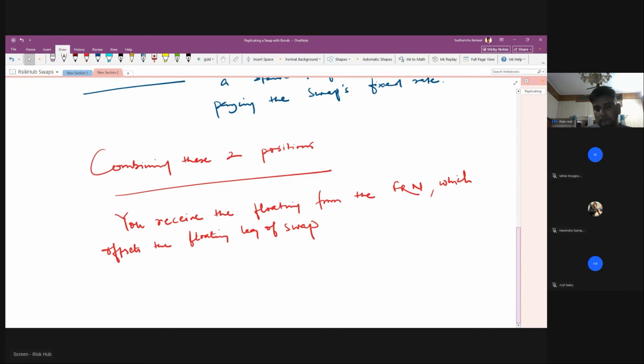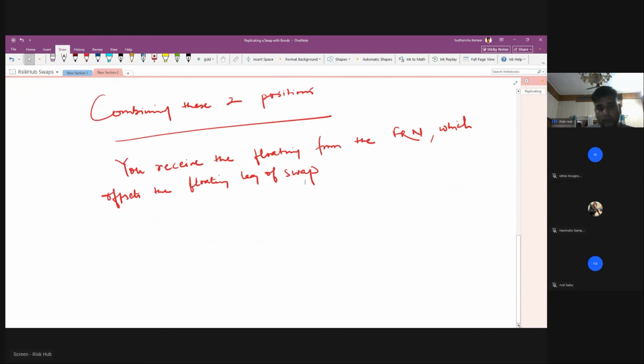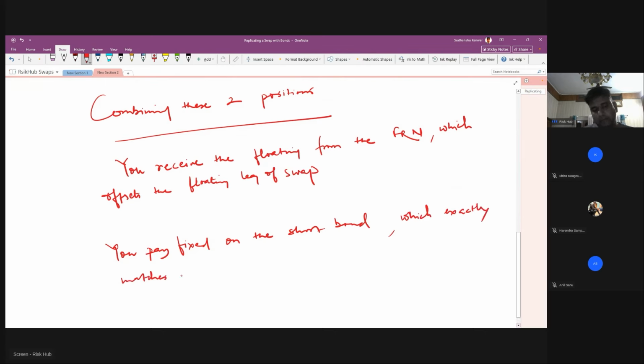and you pay fixed on the short bond, which exactly matches the fixed leg you have entered on the swap. So basically it's a replication.